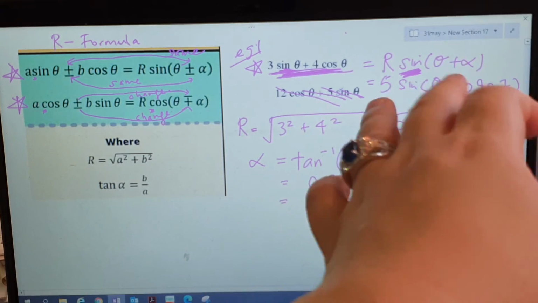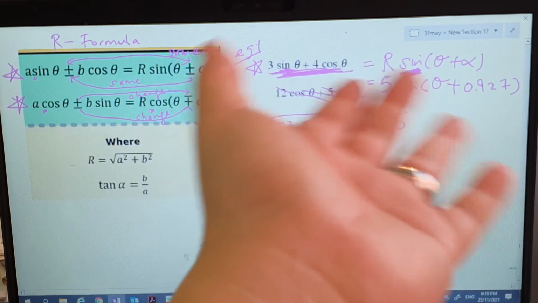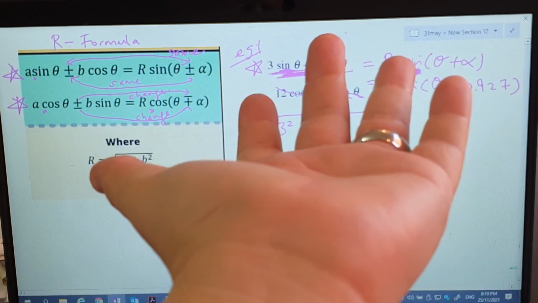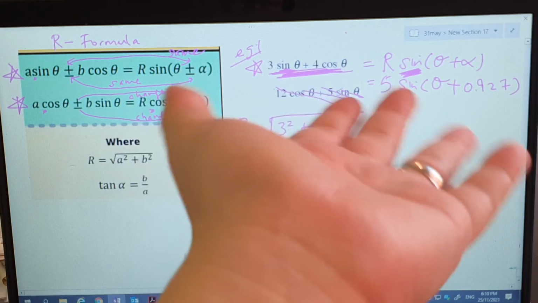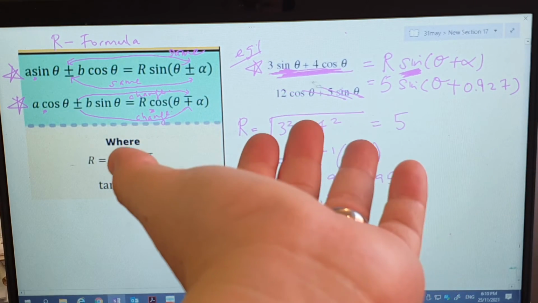Okay? Yeah, so that's all. Then you ask me what's the use of this R formula? Okay, we will look at it later when we do the questions. Right now you know how to use the R formula first, okay? So do you know how to use? That's all.